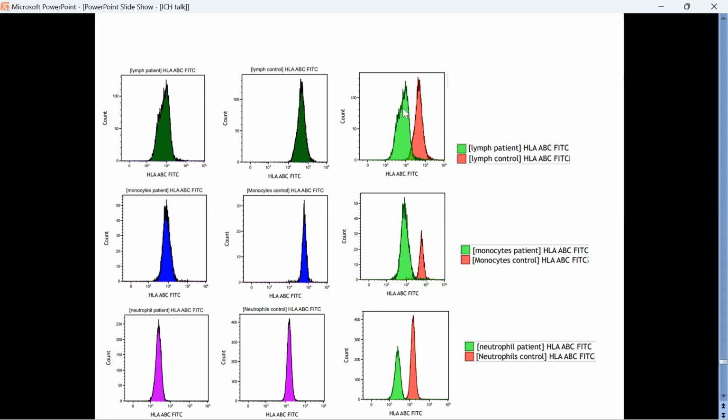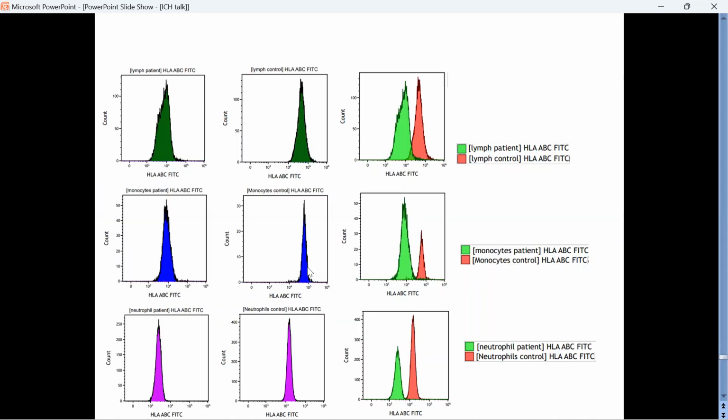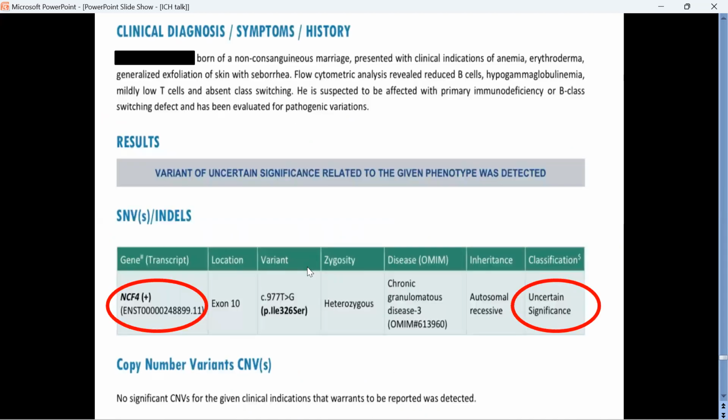So you find the HLA-ABC expression is relatively lower in the patient compared to the control in all the populations: in lymphocytes, monocytes, and neutrophils it is slightly lower. Hence we can confirm that this is likely a pathogenic variant, and that this mutation is significant. So this is a very useful thing about flow cytometry: to confirm the genotypic results you get in sequencing, especially for VUS, variants of uncertain significance.